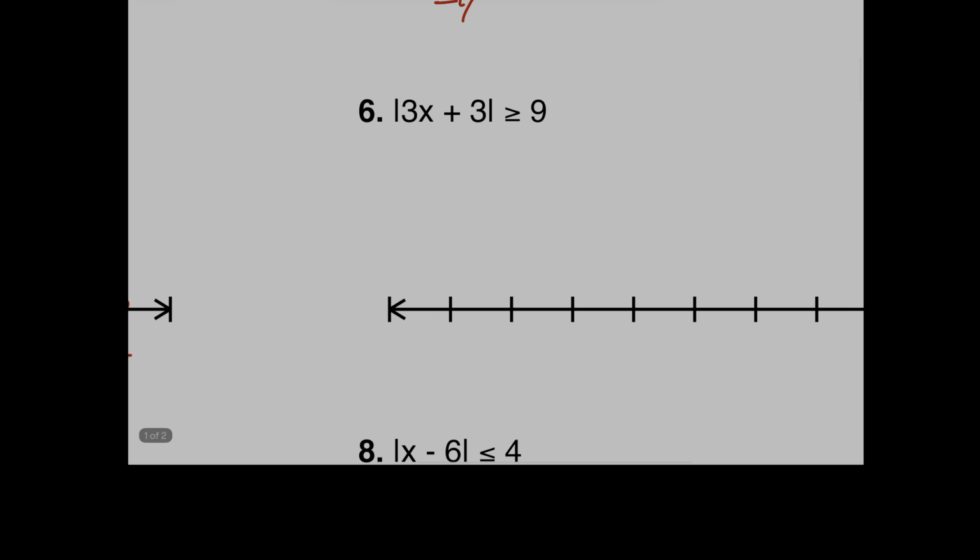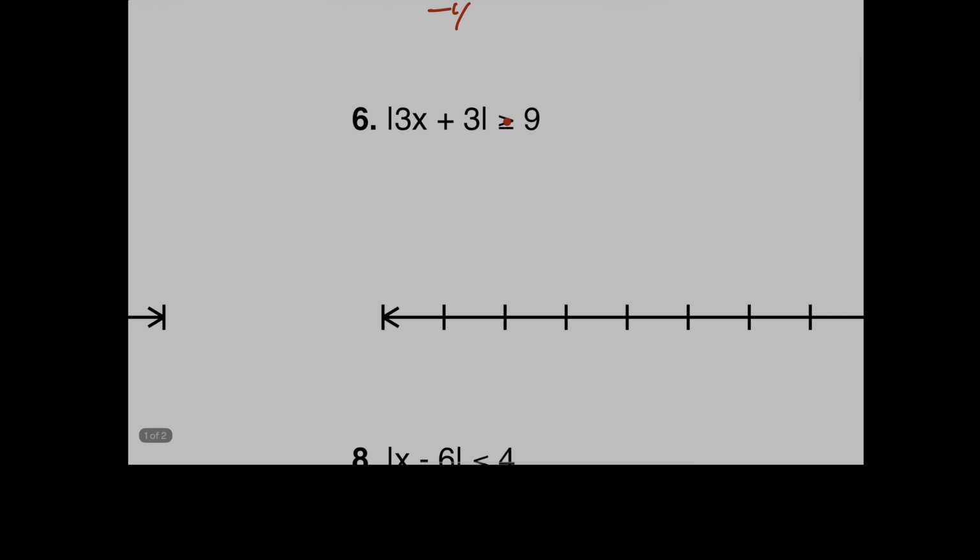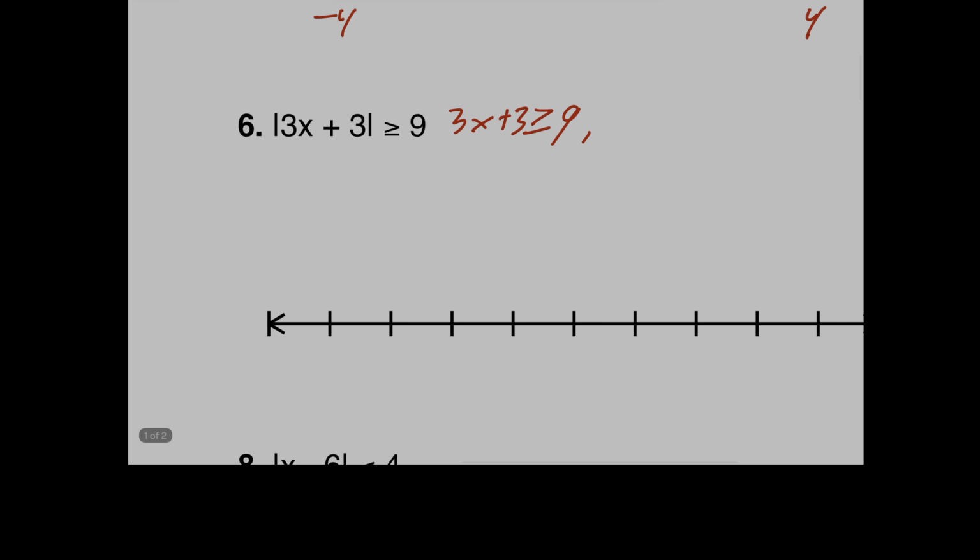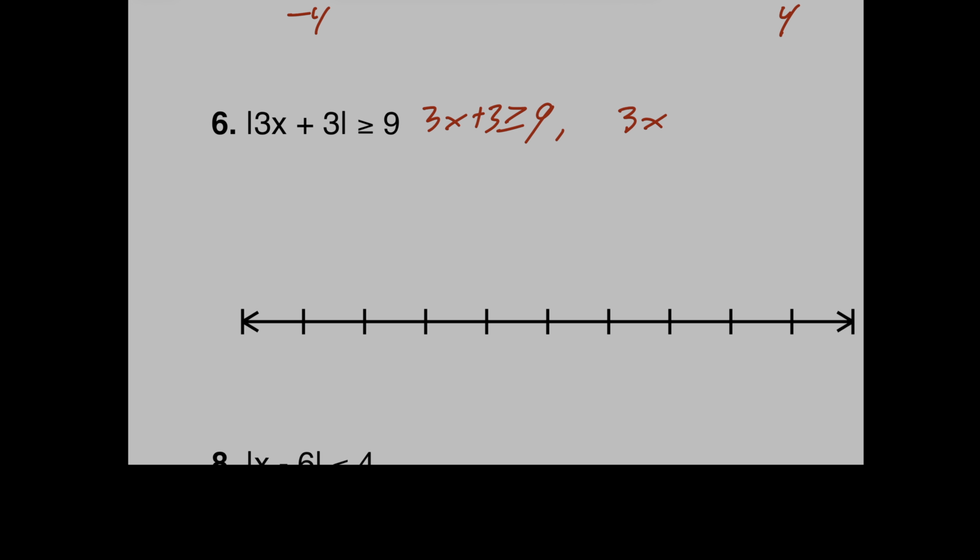Okay, number 6. Oh, that's definitely an outie. All right, because that's a greater than sign. Greater than sign means we're going to do outies. All right, so outies, I just write them. 3x plus 3 is greater than or equal to 9. Or I can write 3x plus 3 is less than or equal to a -9. Switch the sign, make it negative. That's how we do these, okay?